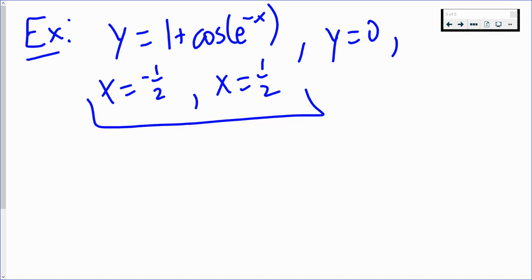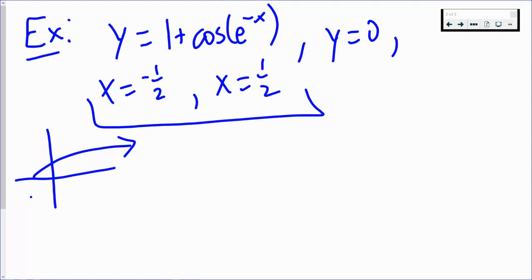Now let's go take a look at what the actual function looks like. If we graph this, if we take a look at what 1 plus cosine of e to the negative x looks like. If you zoom out, this looks pretty crazy, but we do have a piece that looks like this. Okay, I'm not looking at anything to the left of that.